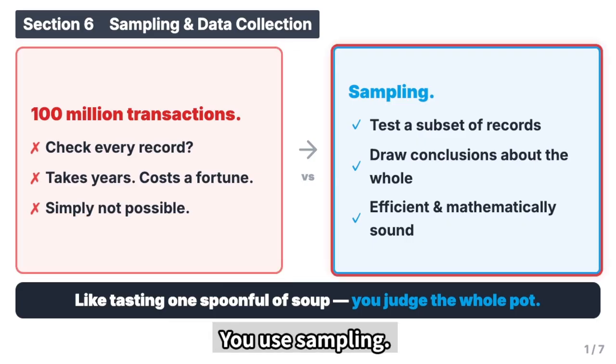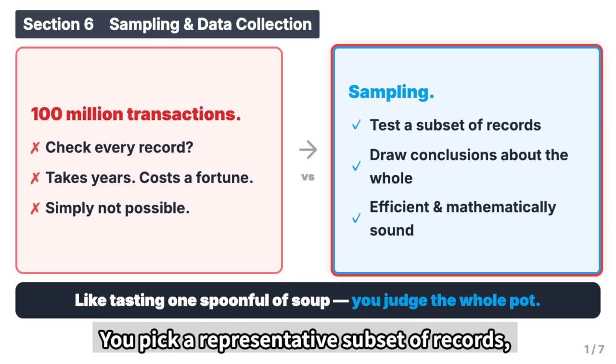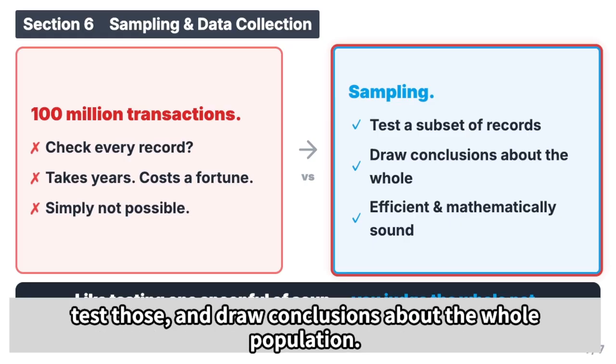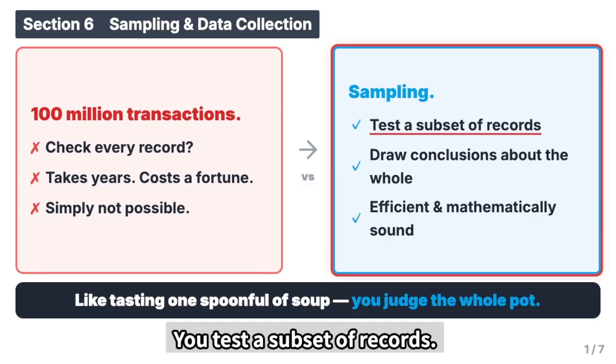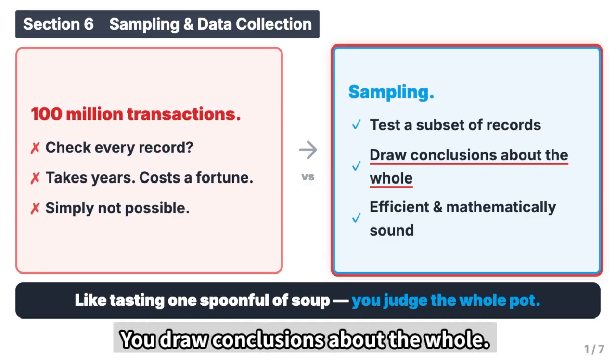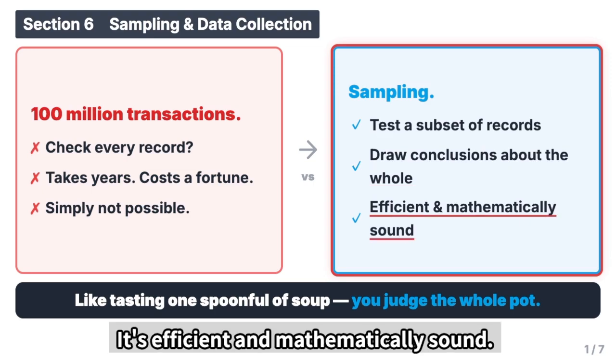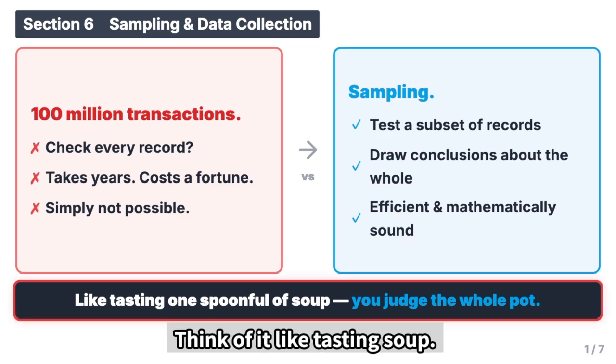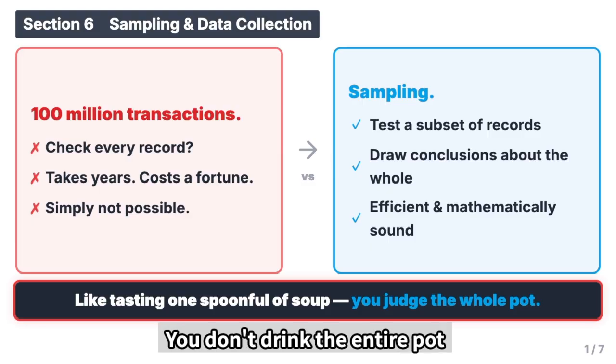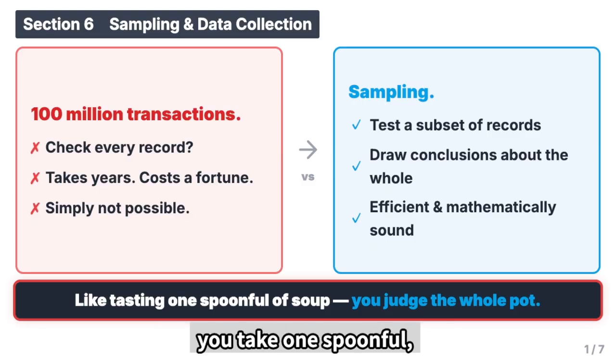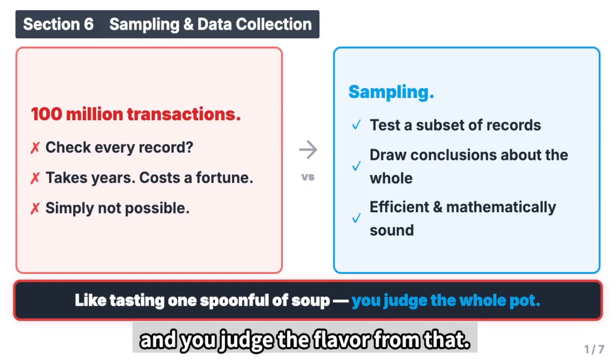You use sampling. You pick a representative subset of records. Test those and draw conclusions about the whole population. It's efficient and mathematically sound. Think of it like tasting soup. You don't drink the entire pot. You take 1 spoonful and you judge the flavor from that.